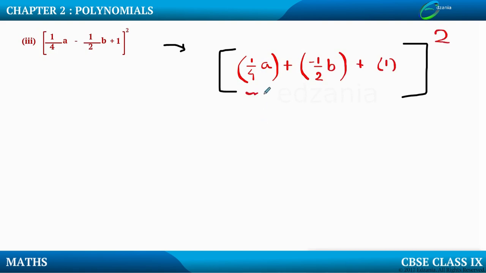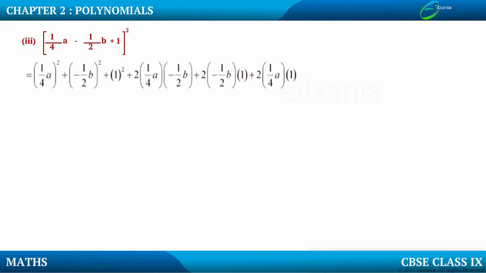Therefore this part can be considered as a, this part can be considered as b, and this part can be considered as c. So again a square plus b square plus c square plus 2ab plus 2bc and 2ca. We have just solved it. You can go through it. A square plus b square plus c square plus 2ab plus 2bc plus 2ca.